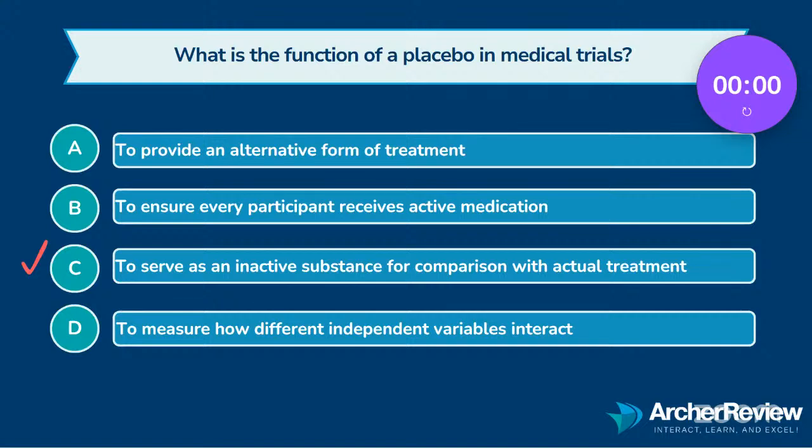B, to ensure every participant receives active medication. Unfortunately, no, that's not the case. And people typically know that. People will sign their contract when they participate in a medical study that says they may or may not receive the active medication. D, to measure how different independent variables interact. There's only ever one independent variable. If we include any more variables, we have no idea which one had impact.